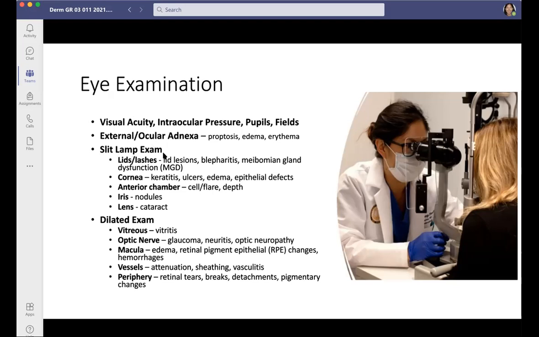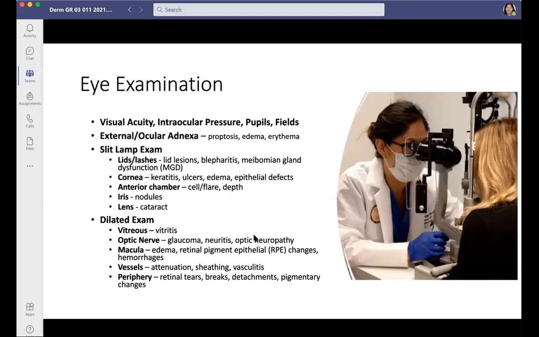When we do our slit lamp exam, and there's a picture of me doing a slit lamp exam in the clinic, we're using a microscope to look in detail at the eye, and we can look at the eyelids and eyelashes. And here I've just listed some of the terms you might see in our notes for different types of pathology: cornea, the anterior chamber, iris, and lens.